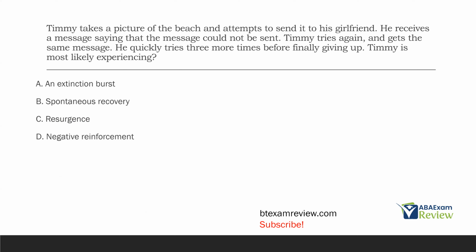Timmy takes a picture of the beach and attempts to send it to his girlfriend. He receives a message saying that the message could not be sent. Timmy tries again and gets the same message. He quickly tries 3 more times before finally giving up. Timmy's most likely experiencing what? We're looking at Timmy's behavior here.